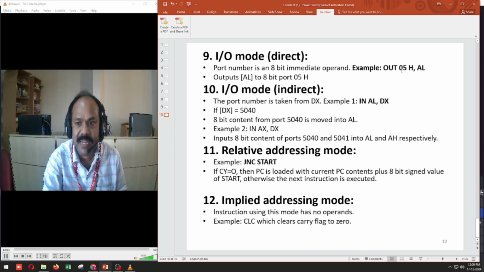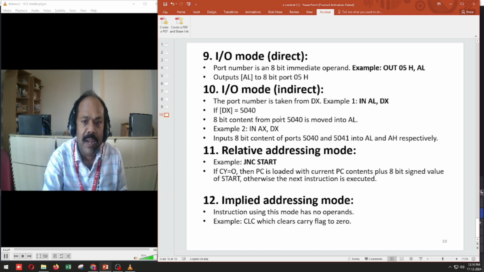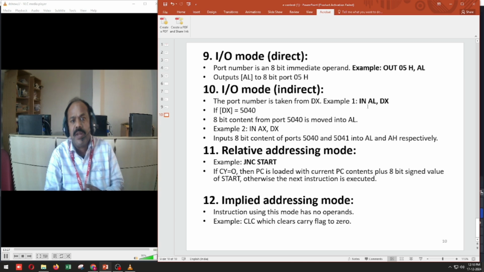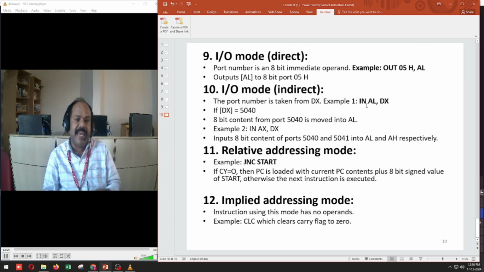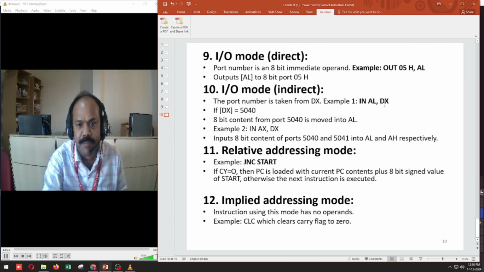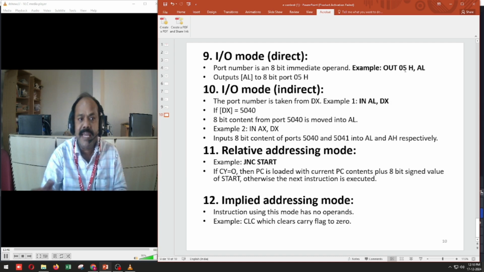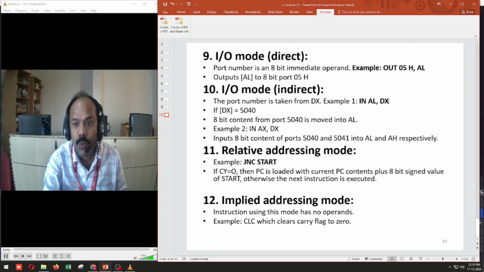And if the address of the input output device is mentioned indirectly in a register, it is IO mode, indirect mode. For example, look at the instruction IN AL, DX. Here data is being received from an input device whose address is in the DX register. So the address is not mentioned directly; in this case it is available in the DX register. That is why it is IO mode, indirect.